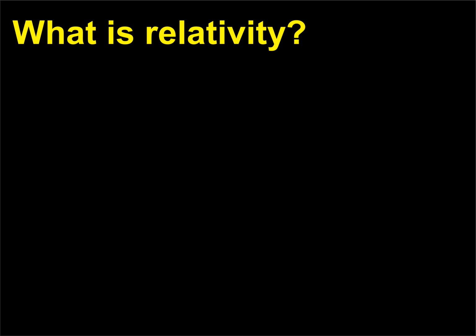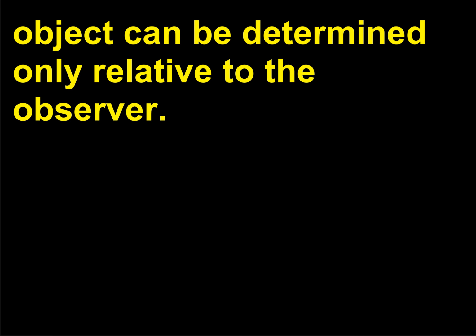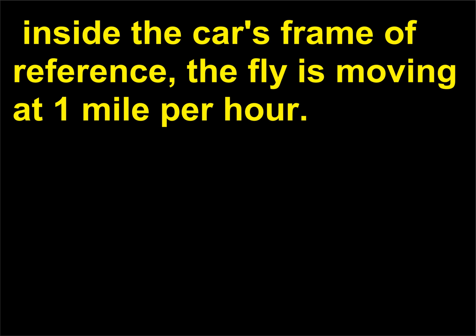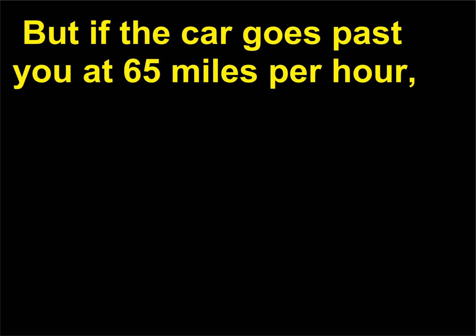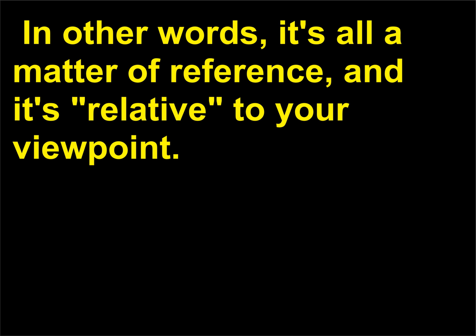What is relativity? Relativity refers to the idea that the velocity of an object can be determined only relative to the observer. For example, if a fly moves around the inside of a car at about 1 mile per hour, inside the car's frame of reference, the fly is moving at 1 mile per hour. But if the car goes past you at 65 miles per hour, it will appear as if the fly is traveling at 66 miles per hour, not 1 mile per hour. In other words, it's all a matter of reference, and it's relative to your viewpoint.